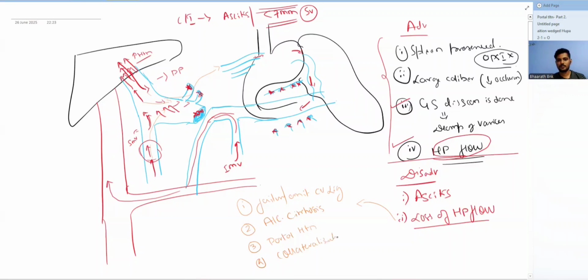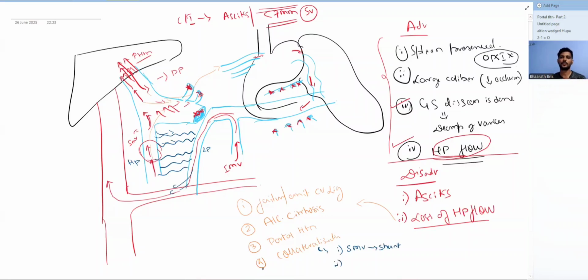Now what happens is you decompress this, but the SMV still has high pressures and the shunt is nearby. So this SMV will form collaterals to the shunt itself. Because this is a high pressure system and this is a low pressure system, it will form collaterals to the shunt, and as soon as collaterals are formed, all this blood will come back and it will go here and be drained, and that will result in loss of the hepatoportal flow. So collateralization is one: the formation of superior mesenteric venous and shunt collaterals. This is one.